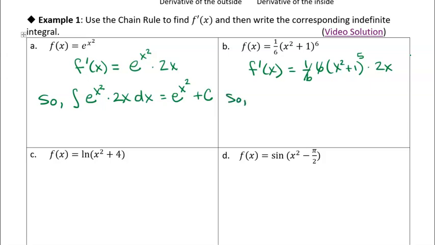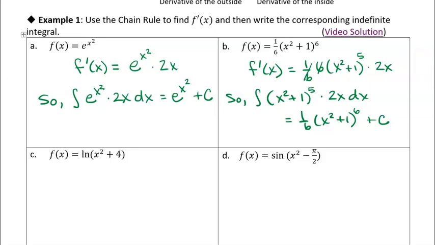So again, if I know the derivative of this function, then I can find the antiderivative. I'm going to just make it, we're just going to have x squared plus 1 to the 5th power times 2x dx, right? I know that that antiderivative has to be 1/6 times x squared plus 1 to the 6th plus c. Okay? All right, let's do a couple more.